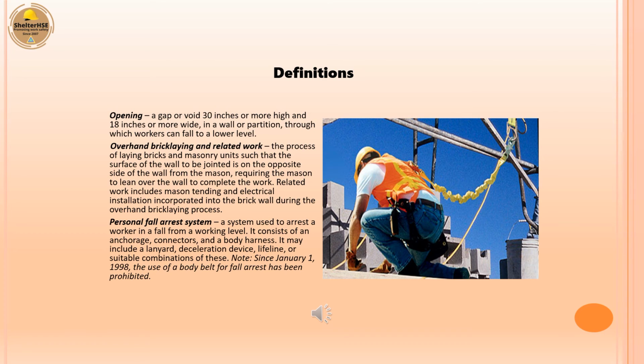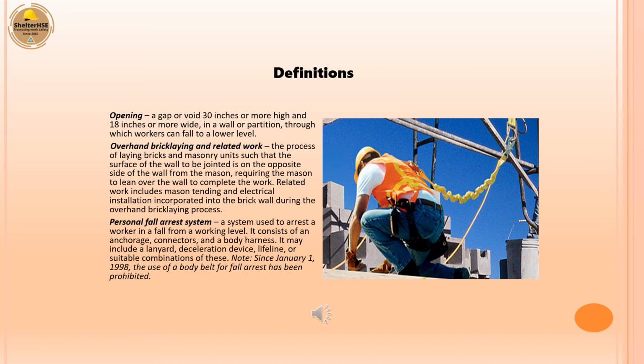Personal fall arrest system: a system used to arrest a worker in a fall from a working level. It consists of an anchorage, connectors, and a body harness. It may include a lanyard, deceleration device, lifeline, or suitable combinations of these. Note: since January 1, 1998, the use of a body belt for fall arrest has been prohibited.